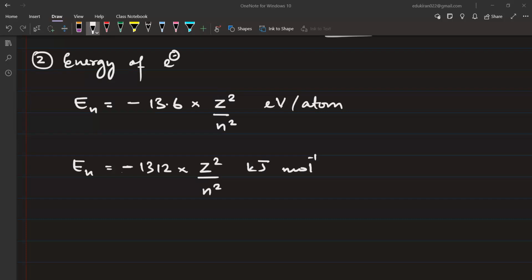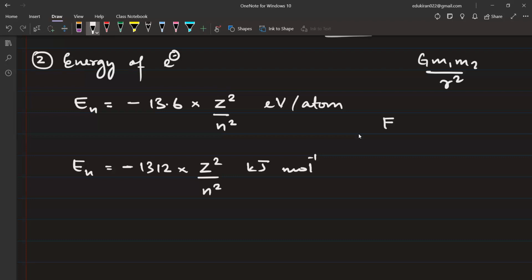Gravitation, G m1 m2 upon r square, you have studied this, right? Yes, sir. So this gives you the force of attraction between two masses.